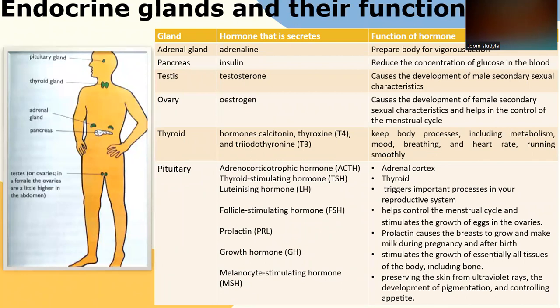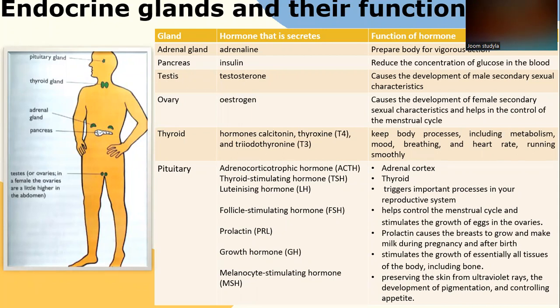From the testis, the hormone secreted is testosterone, which causes the development of male secondary sexual characteristics. From the ovary, estrogen causes the development of female secondary sexual characteristics and helps in the control of the menstrual cycle.